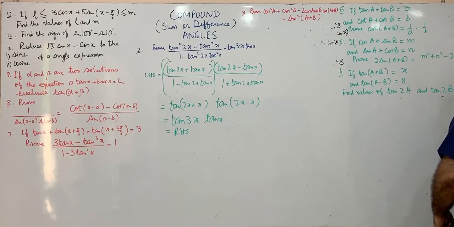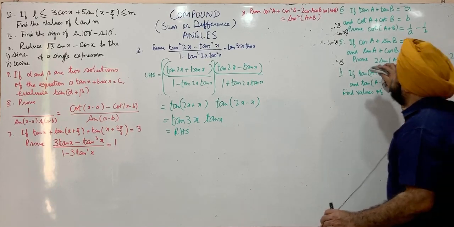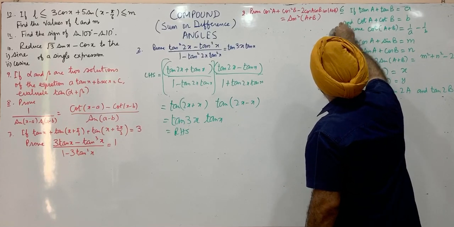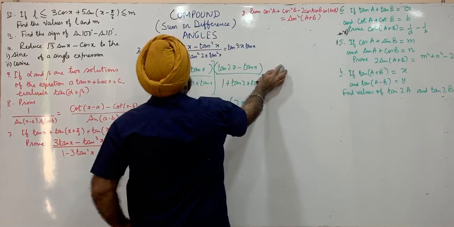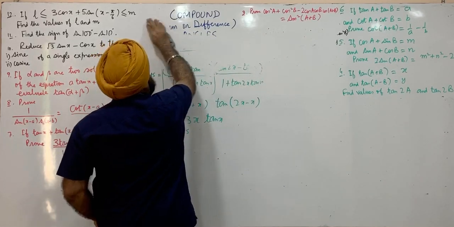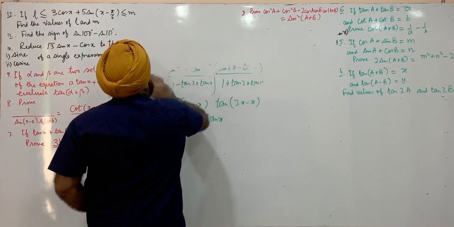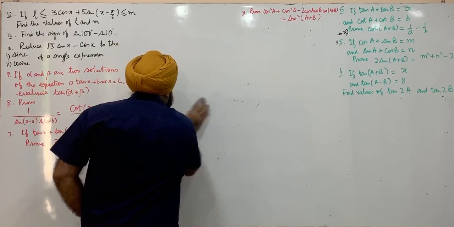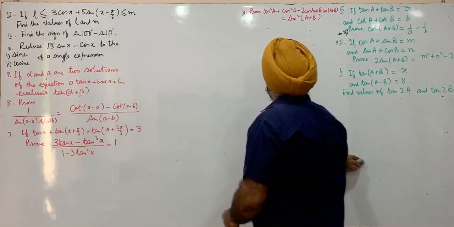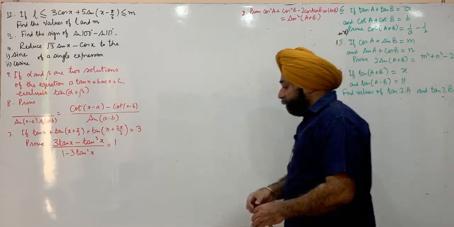Third question. Here we have to prove left hand side is equal to right hand side. Right hand side is sine square of a plus b. So since left hand side is a difficult, complicated expression, we start from left hand side only.